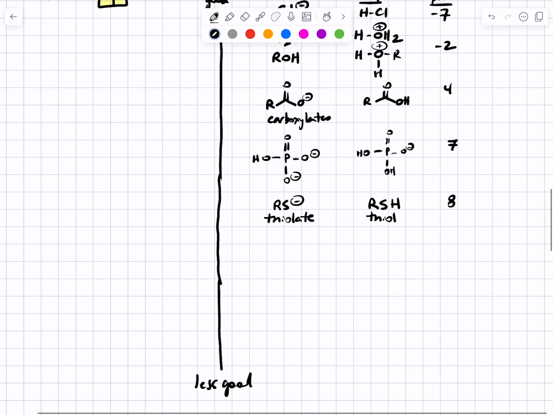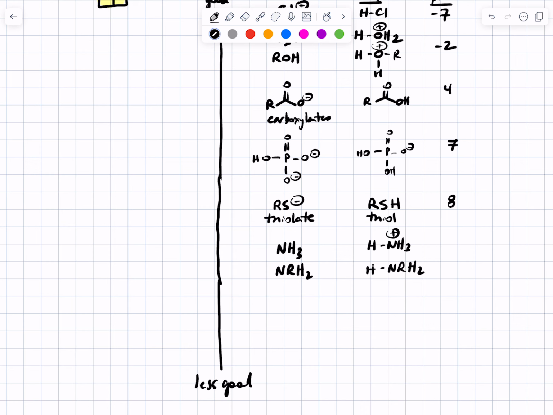And so we can rank others as well, for example, NH3 or some kind of amine have positively charged conjugate acids that are called ammonium ions. These can be good leaving groups. They have pKa's in the 9 to 11 range.